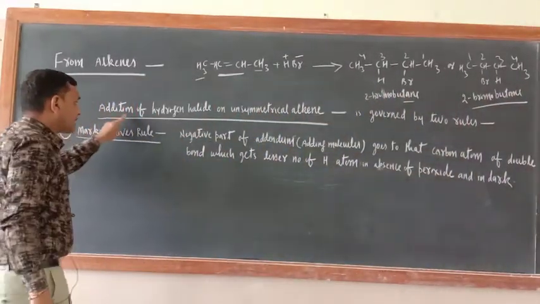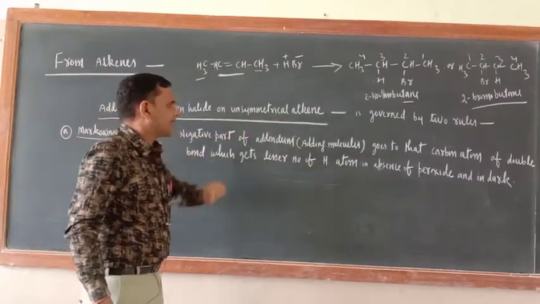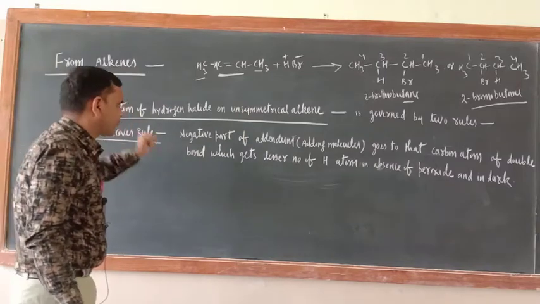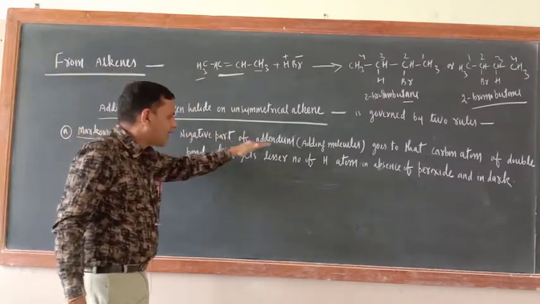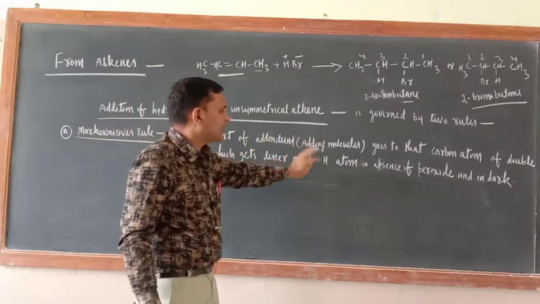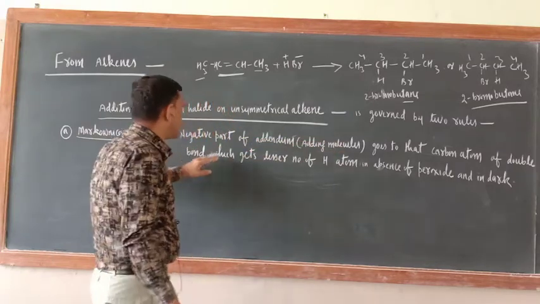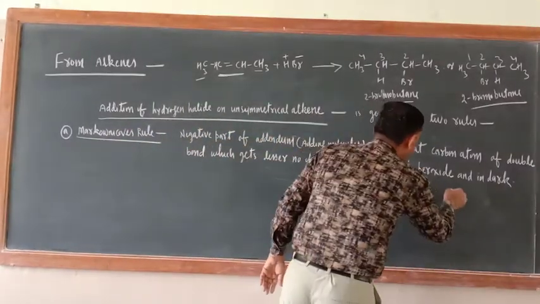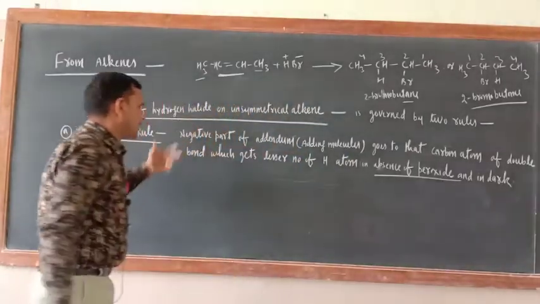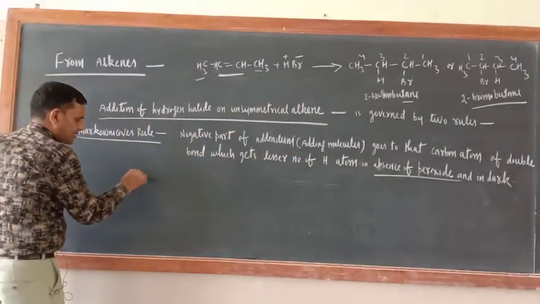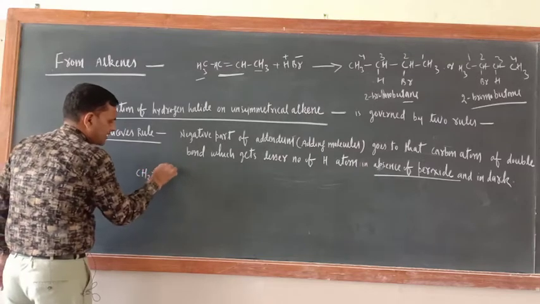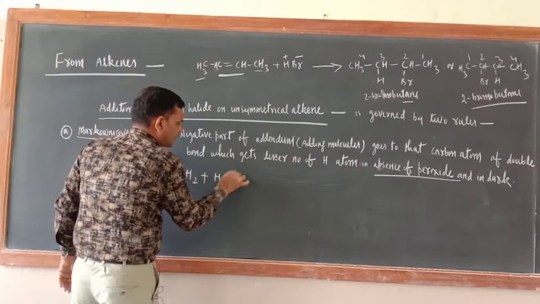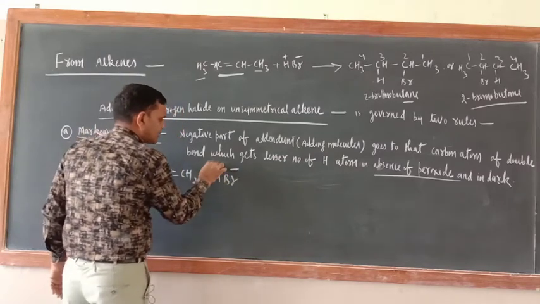But see, addition of hydrogen halide on unsymmetrical alkene is governed by two rules. The first rule is Markovnikov's rule. Negative part of addendum, means adding molecules, goes to that carbon atom of double bond which gets lesser number of hydrogen atom in absence of peroxide and in dark. Just see, take one unsymmetrical alkene. This is CH3 CH double bond CH2 plus here HBr. So this is the negative part of addendum molecule, this is positive part.